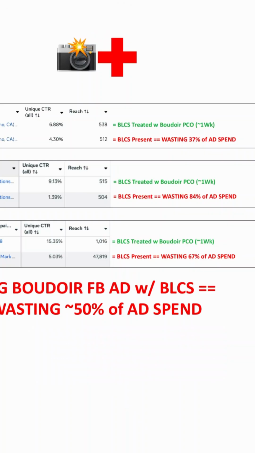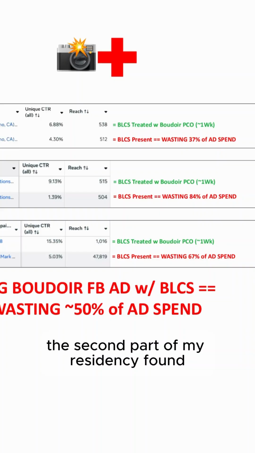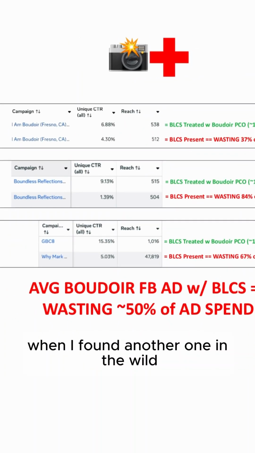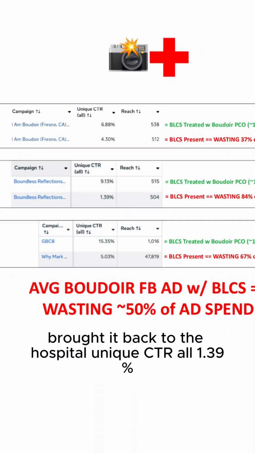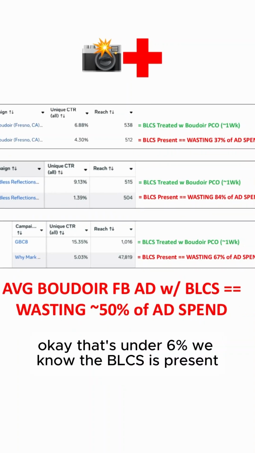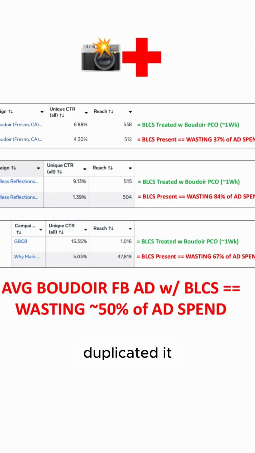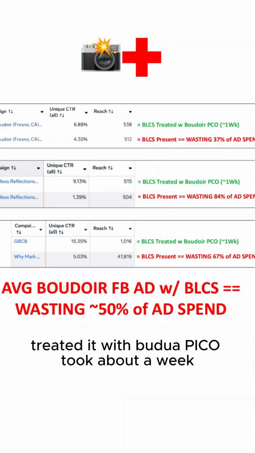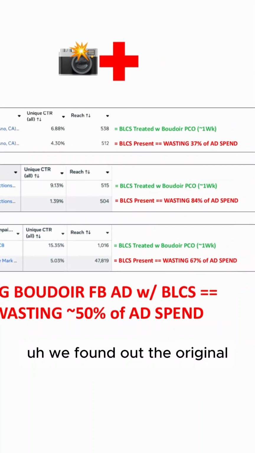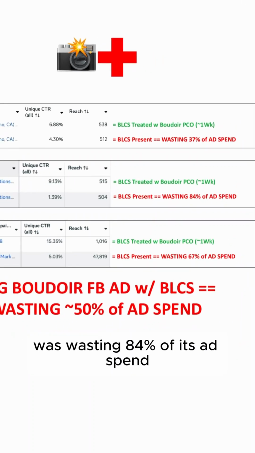Now, the second part of my residency, I found another Boudoir Facebook ad in the wild and brought it back to the hospital. Unique CTR all 1.39%. Okay, that's under 6%. We know that BLCS is present. I duplicated it, treated it with Boudoir Pico, took about a week, and got the unique CTR all up to 9.13%. So that's insanely good. We found out the original was wasting 84% of its ad spend.